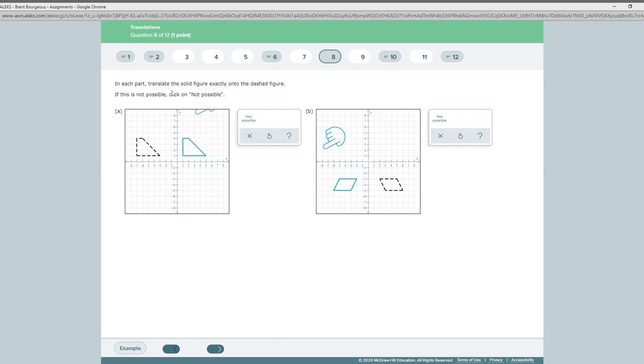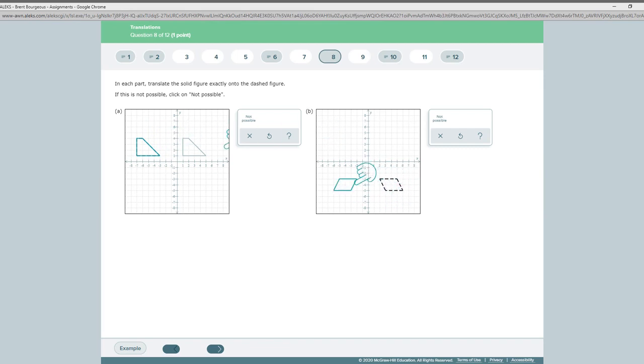So you might see a question today where it says, in each part translate the solid figure exactly onto the dashed figure. If this is not possible, click it's not possible. So if you see one like this, you'll just basically grab this, drag it over to the left with your mouse, and if it turns out to be exactly the same, if it fits perfectly on the new image, then you're good to go. So that one's good. Let's go try this one.